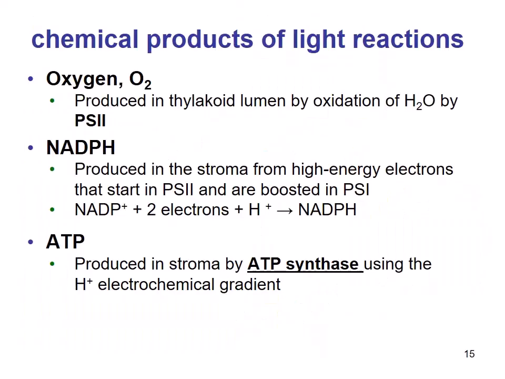So again, our chemical products of the light reactions include oxygen, which is produced in the thylakoid lumen, so the inner part of the thylakoid, by the oxidation of water by photosystem 2. And then NADPH is going to be produced in the stroma from high energy electrons that start in photosystem 2 and are boosted in photosystem 1. So we've got NADP plus electrons plus hydrogen gives us NADPH. And then ATP is produced in the stroma by ATP synthase using that proton electrochemical gradient.